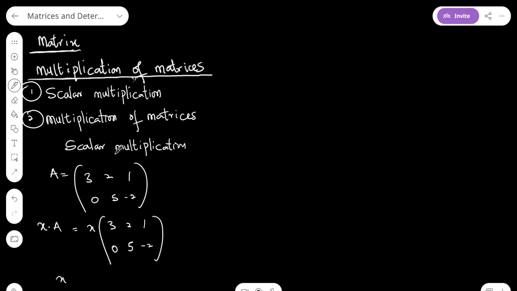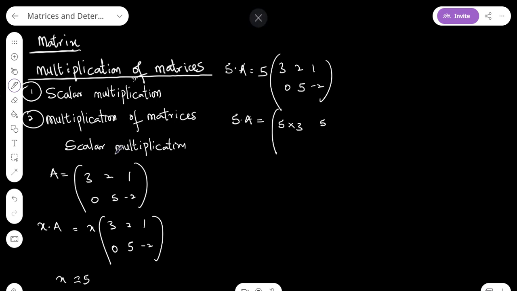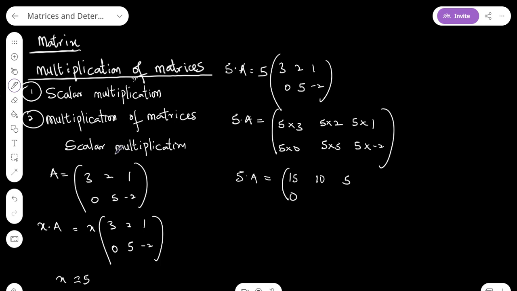So if x, let's say x equals 5 now, for 5 to multiply A simply means 5 will multiply every element of A: 3, 2, 1, and then 0, 5, minus 2. So that 5 multiplying A will equal 5 times 3, 5 times 2, 5 times 1, 5 times 0, 5 times 5, and 5 times minus 2. That is 15, 10, 5, 0, 25, and minus 10. And then this becomes the scalar multiplication of A by 5.